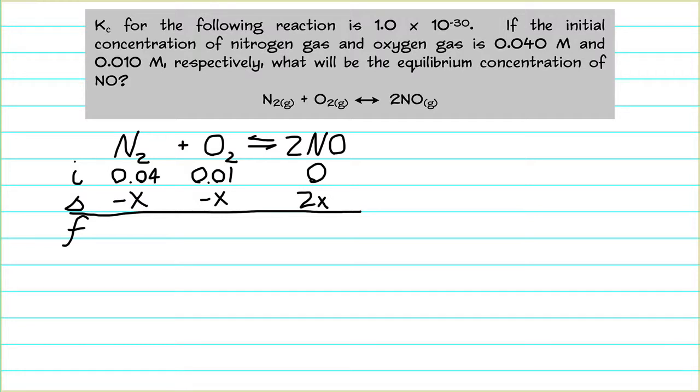So when equilibrium is established, we get 0.04 minus x, 0.01 minus x, and then finally 2x for the product. So when we write our equilibrium expression, K sub C, it's going to be products over reactants with the coefficients raised as exponents.